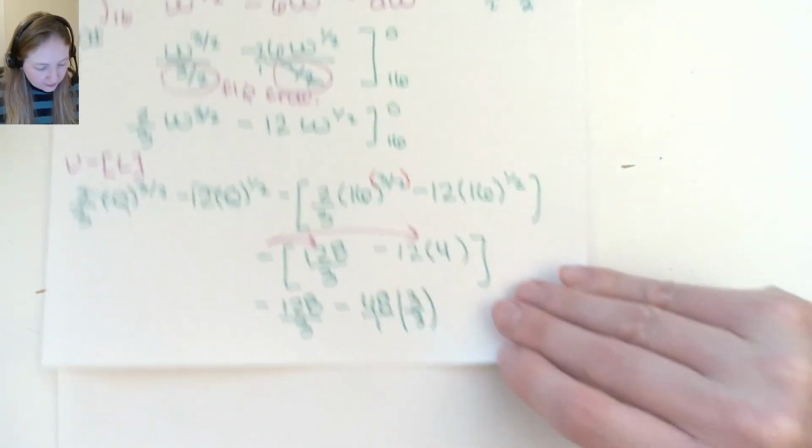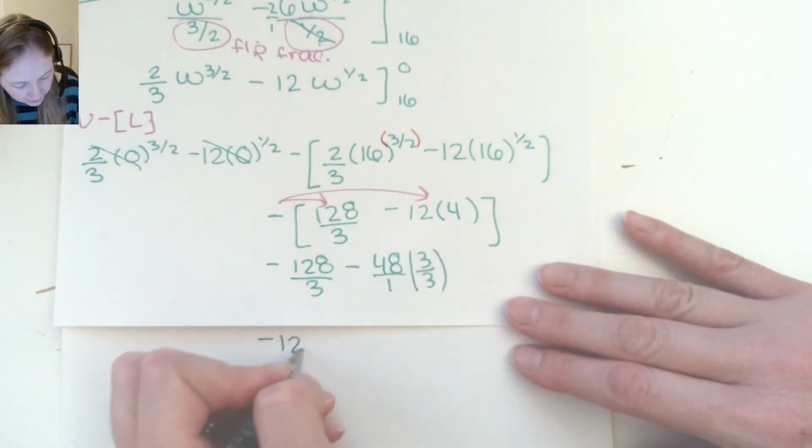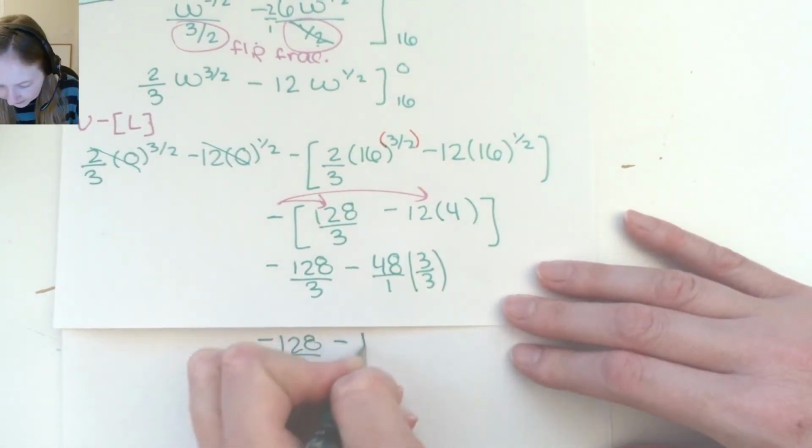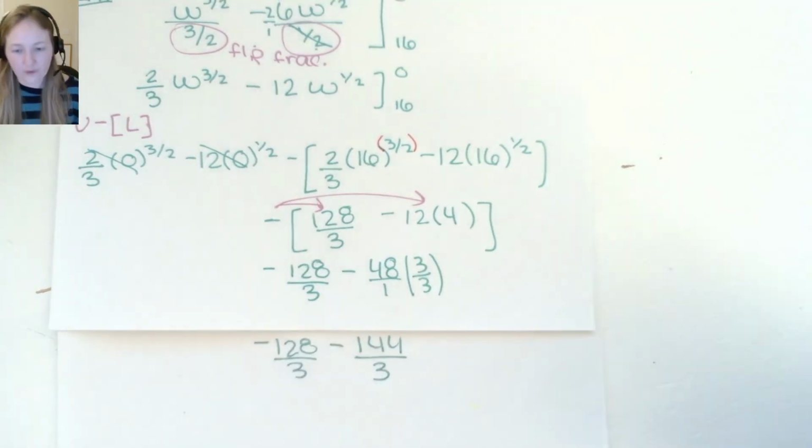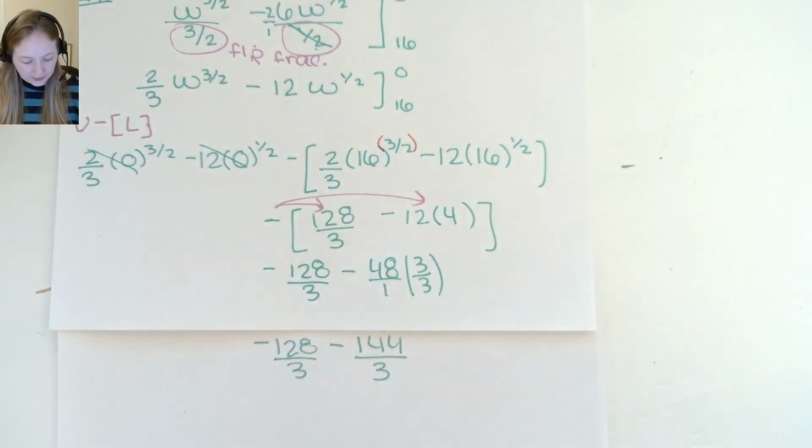I always run out of room. And that's going to give us negative 128 over 3 minus 144 over 3. So you'll take negative 128 minus the 144, and I made a mistake. On the last question, I made a mistake. That is true to form.